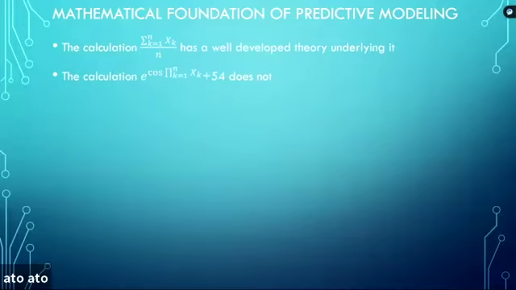Why do we care about the sample mean and not that other nonsense that I put up there? The answer is that the calculation of the sample mean has a well-developed theory underlying it. We know, assuming that your x's are identically distributed and independent, from the strong law of large numbers that, as n gets large, that thing converges almost everywhere to the sample mean.